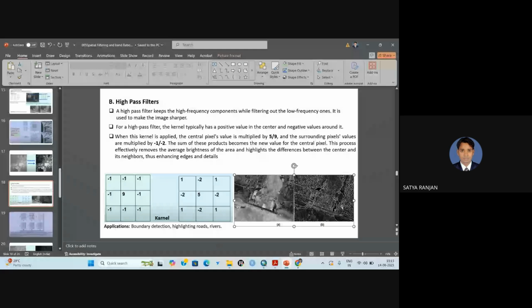Generally, some of the applications are cloud removal and noise suppression. If there is noise in the satellite image, it is also recalculated. So generally, the low pass filter helps to improve the appearance of the image. If the appearance of the image is not good, then the low pass filter is applied to give a good appearance of the satellite image.